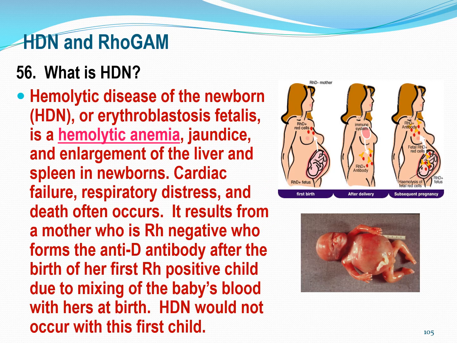Okay? HDN, or hemolytic disease of the newborn, is a hemolytic anemia. They have jaundice, an enlargement of the liver and spleen in newborns. Cardiac failure, respiratory distress, and death often occurs. It results from a mother who is Rh negative who forms the anti-D antibody after the birth of her first Rh positive child, due to the mixing of the baby's blood with hers at birth. HDN would not occur with the first child.